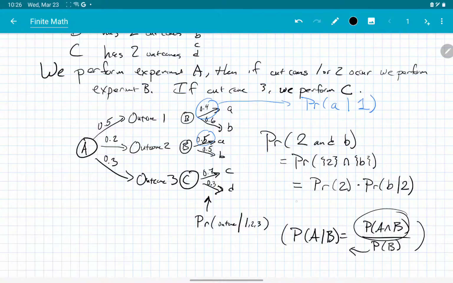We take the probability of outcome 2, which is 0.2, the probability of B given outcome 2, which we see is 0.5. It's this blue circle here. And then 0.2 times 0.5 is going to be 0.1. Okay, so that probability is 0.1. So that's the probability of getting outcome 2 and then outcome B.